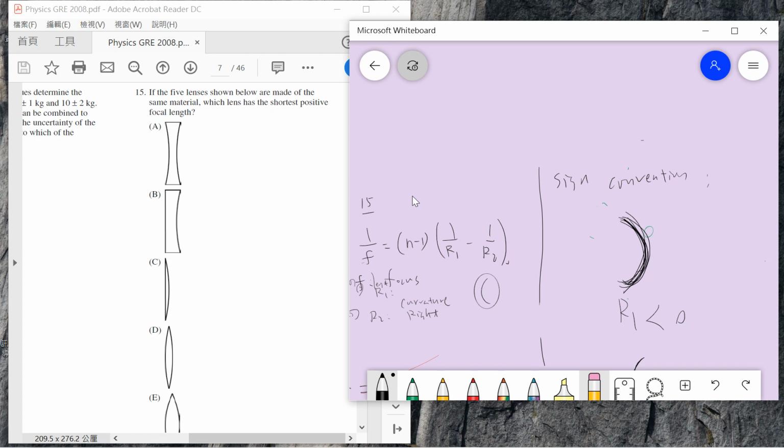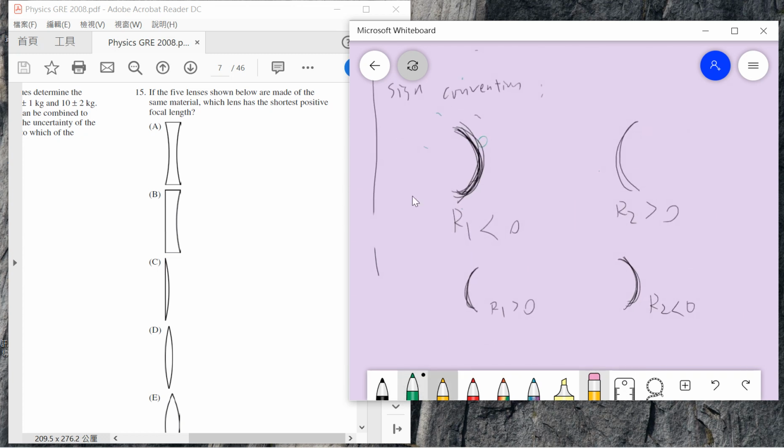The difficult part is the sign convention. Okay, because your light travels from here. Let me use another color. Your light travels from here. If the surface will spread out the light, then R1 should be negative. And if it will focus the light, then it's positive. So this is the left-hand side convention. At the right-hand side, this one is focus, so it's positive, and this is negative. This is negative.